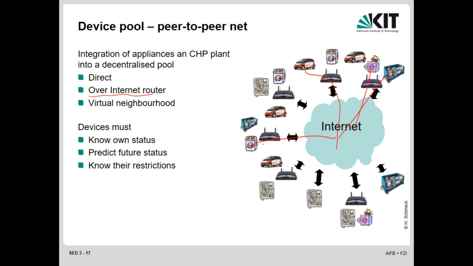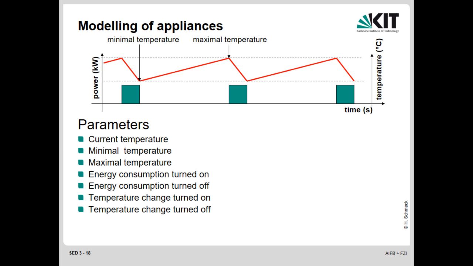And those devices should know their current status. They should know how much power they need in the future, and they should know their restrictions, or I could also say, their flexibility. They should know the flexibility that they can offer. They have to be able to communicate that. That's why we need that communication.